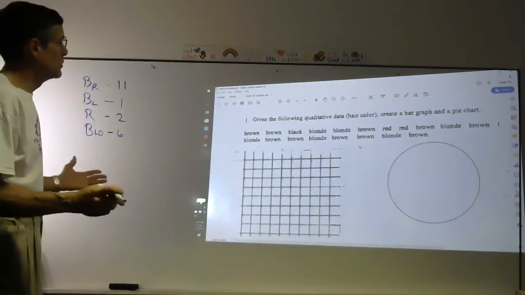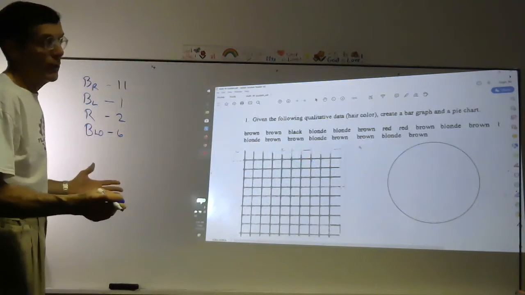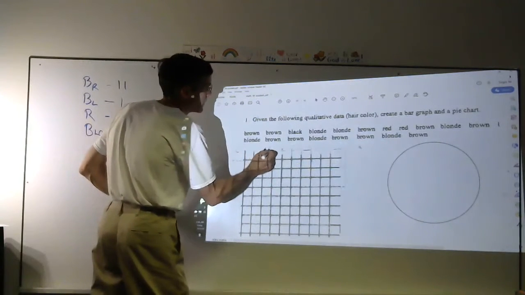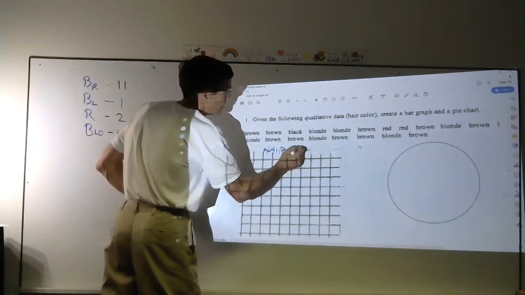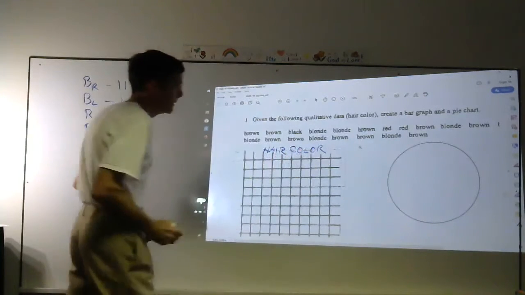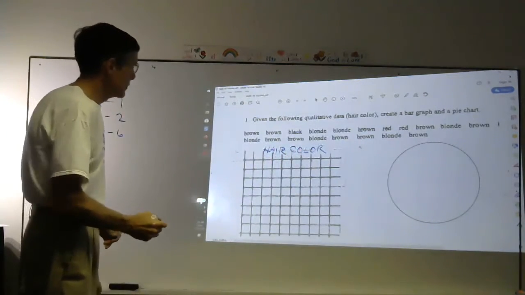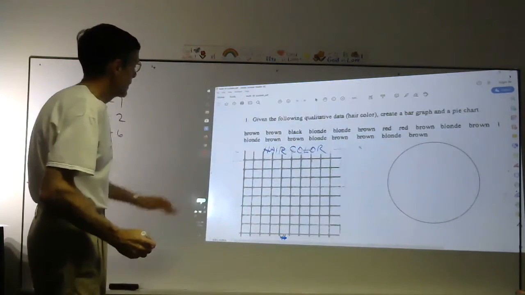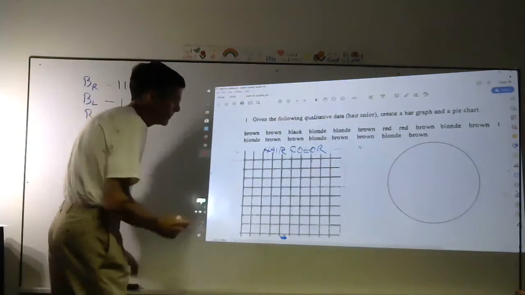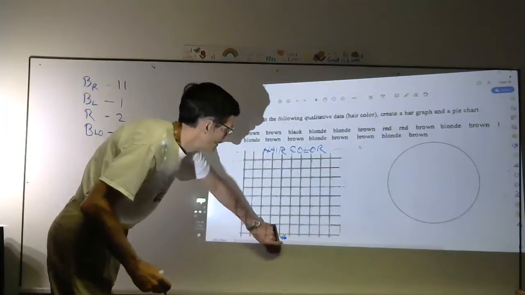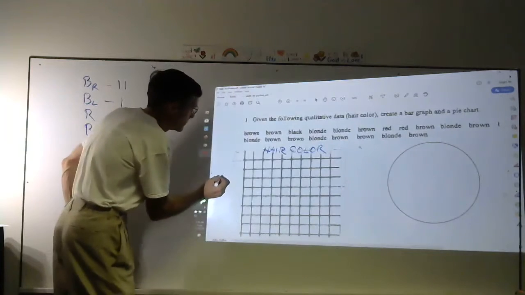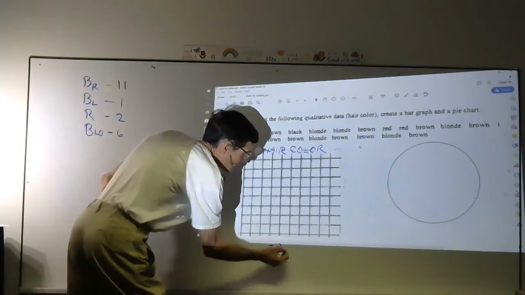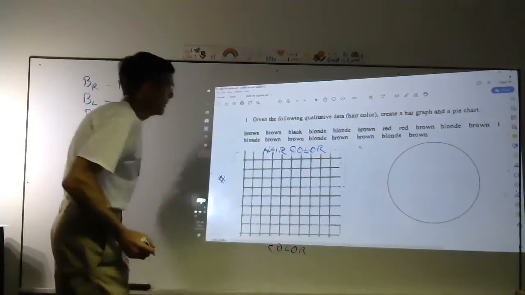Now, if you want to do a bar graph, we could give it a title. We could call this hair color. Then along the bottom, we're going to put the number. All right? And along this side, strike that, sorry. The numbers should go here, and the colors should go down here. So color here.